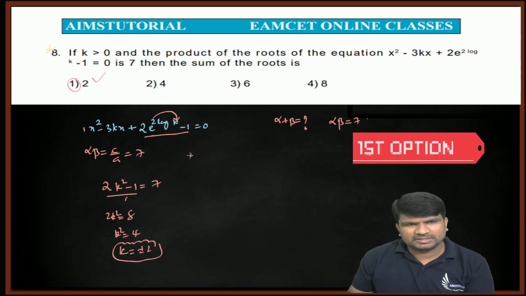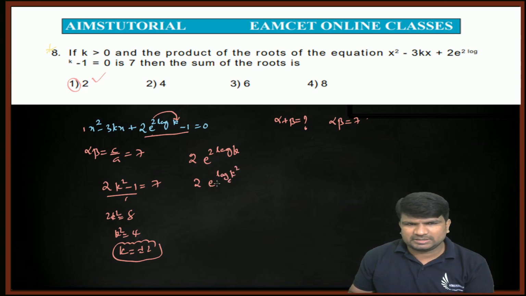So here 2 times e power 2 log k, we can write 2 times e power logarithm of k square. So e and log get cancelled, 2 into k square. Okay, and this comes.